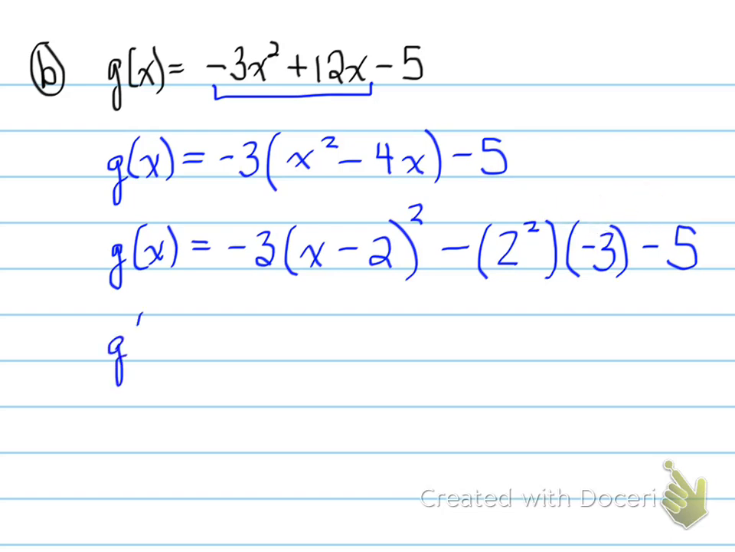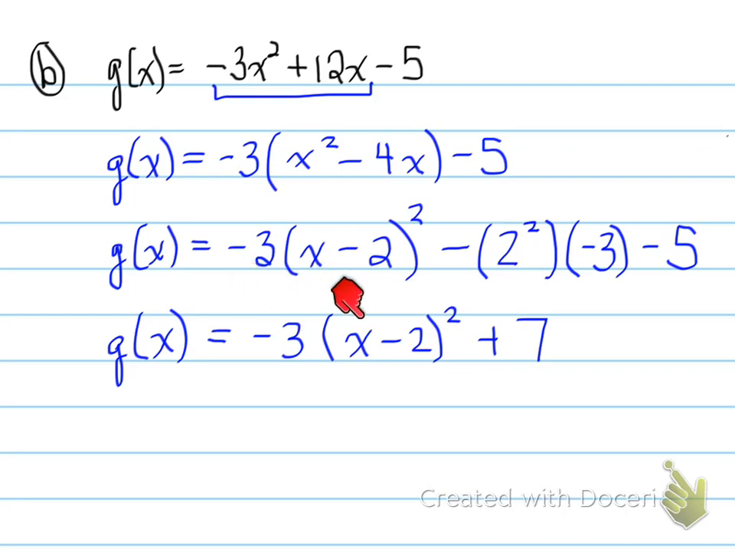minus 5. So g of x equals negative 3, x minus 2 all squared, and then we put this all together. That is plus 12 minus 5, which is plus 7. So we have negative 3, x minus 2 all squared, plus 7. And that, folks, will be the end of completing the square. From there, we could find some other information. So completing the square is the step of moving from standard form to vertex form.